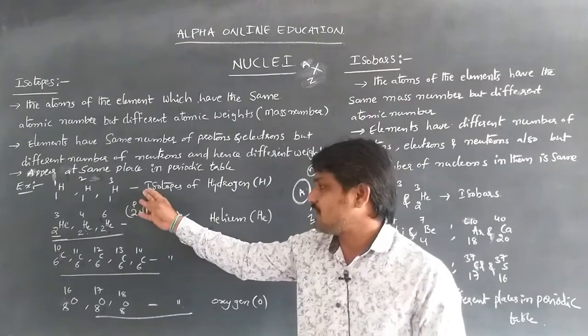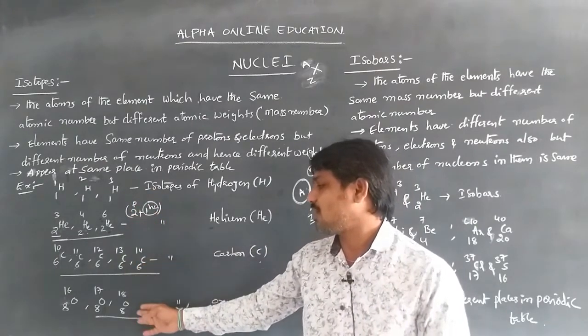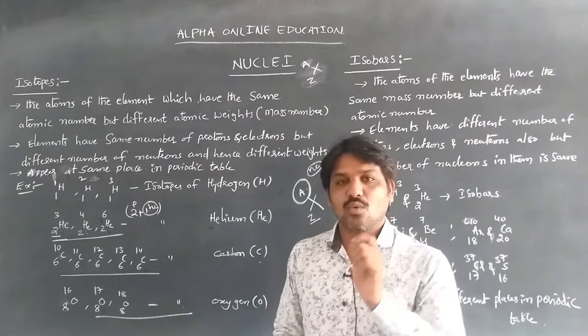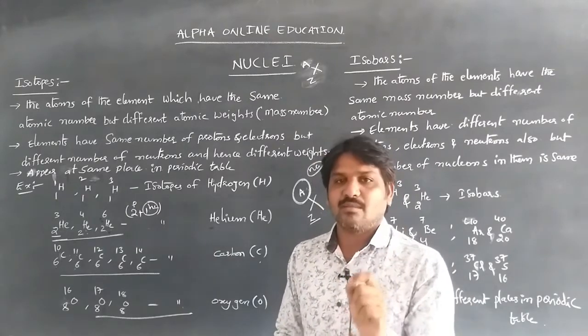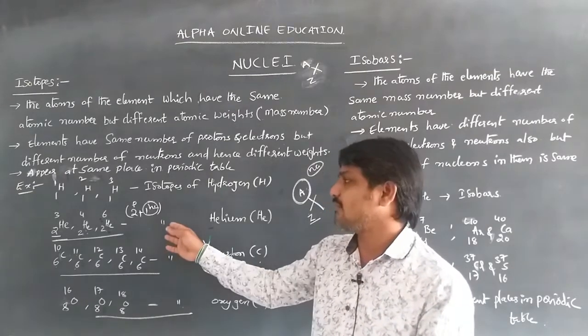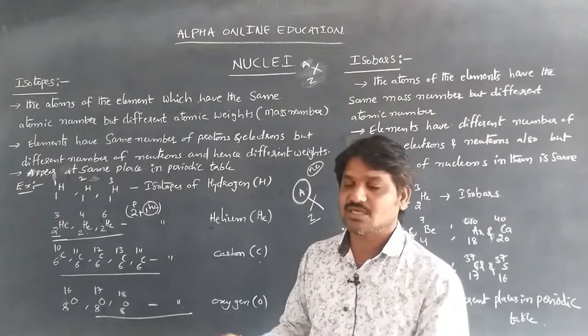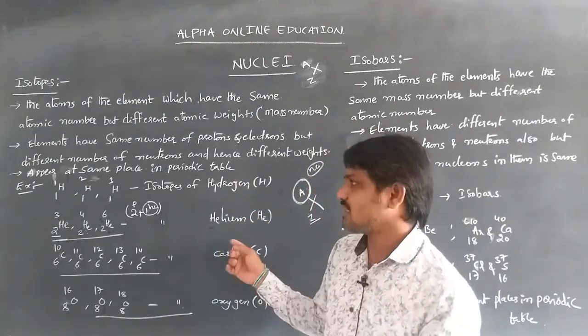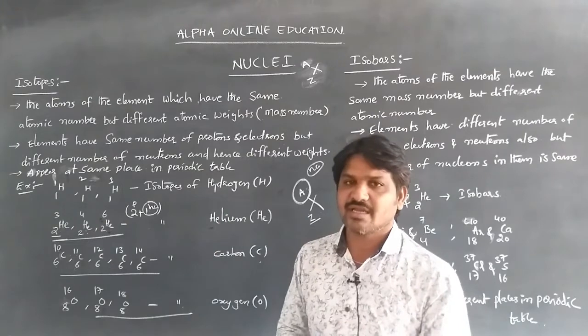In the case of hydrogen, helium, carbon, oxygen, and several more, for all these atoms only the proton number is the same. But due to the different number of neutrons, they behave with different characteristics. All these atoms we can find in the periodic table at the same place.